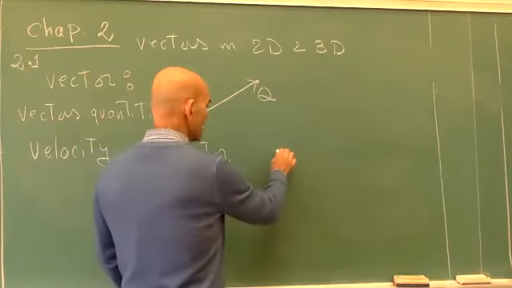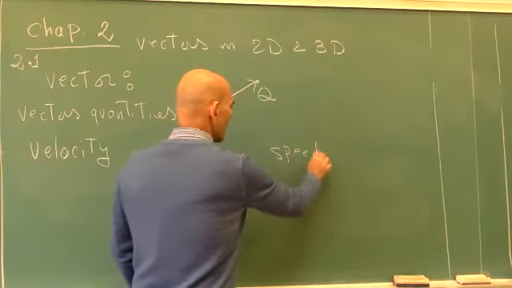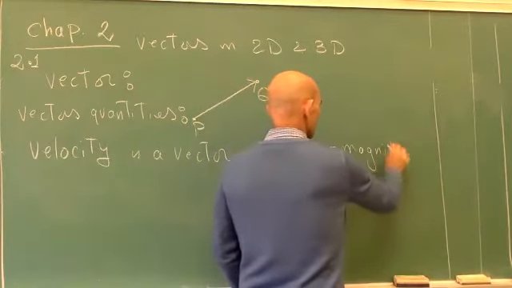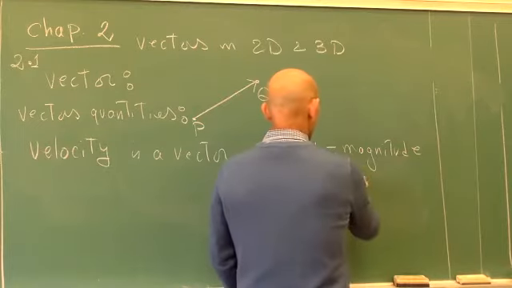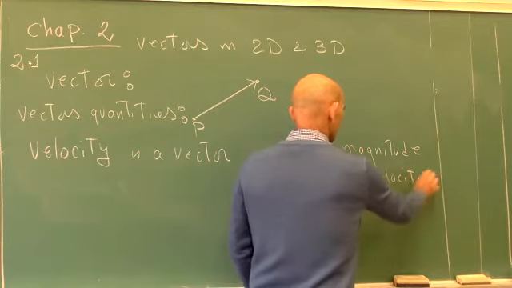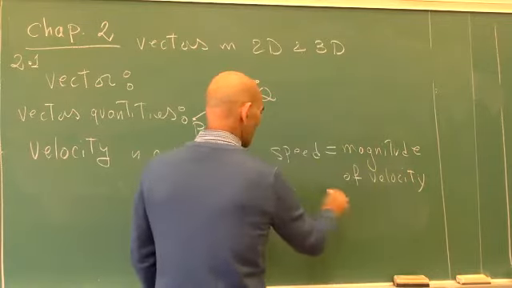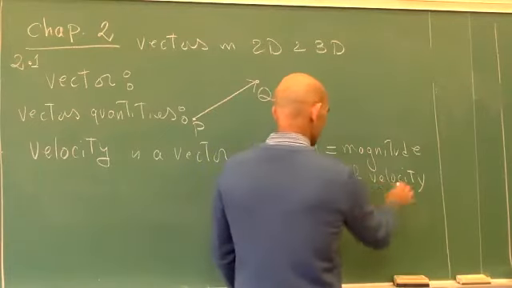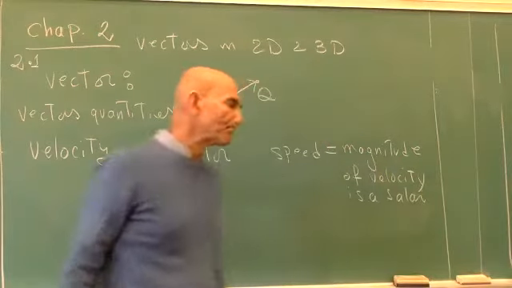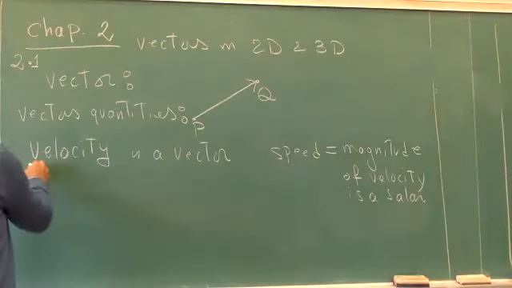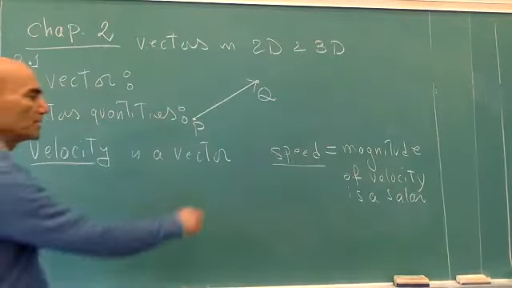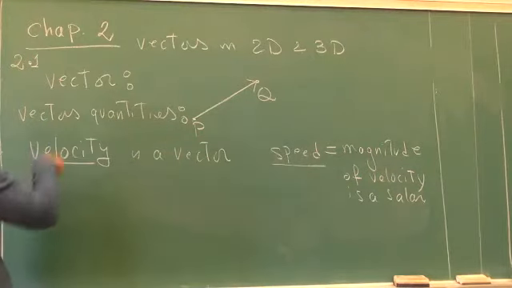So I just say here, speed is the magnitude of velocity. Is a scalar. Okay? So let's not confuse velocity with speed. They are different things, right? Speed is much simpler. Velocity is a vector, is more complicated.